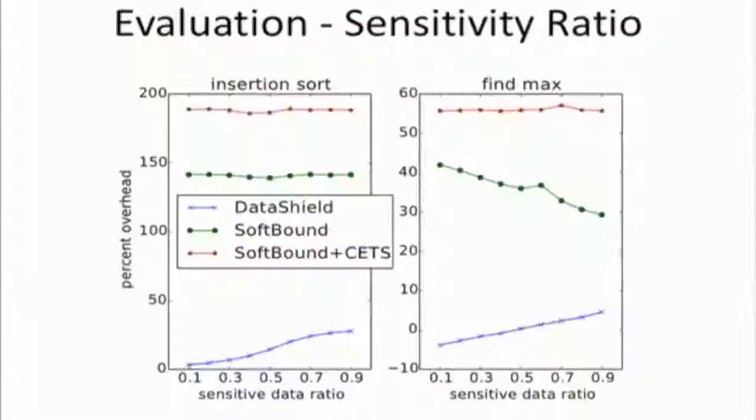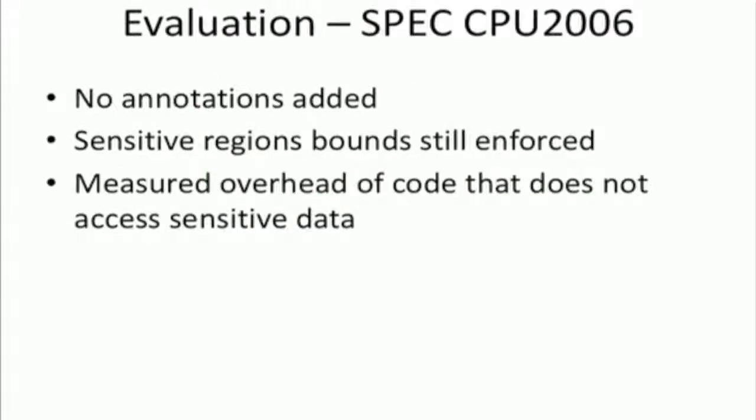So I think I've talked about that a lot. So then the other question that we'd be interested in knowing is, let's say that our hypothesis that we have a really small amount of sensitive data holds, and we're mostly working on non-sensitive data. But we still have to stop the sensitive pointers from ever pointing into the sensitive region. So we evaluated the SPEC benchmarks in this configuration.